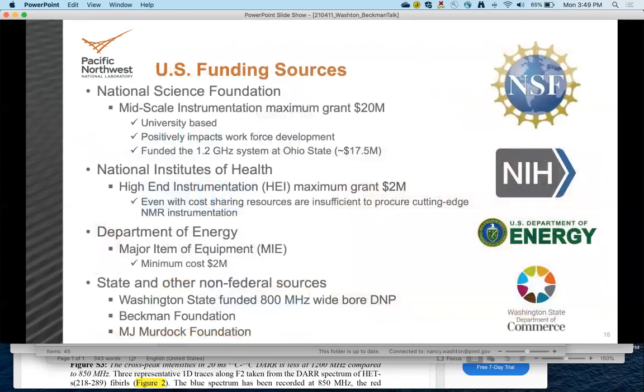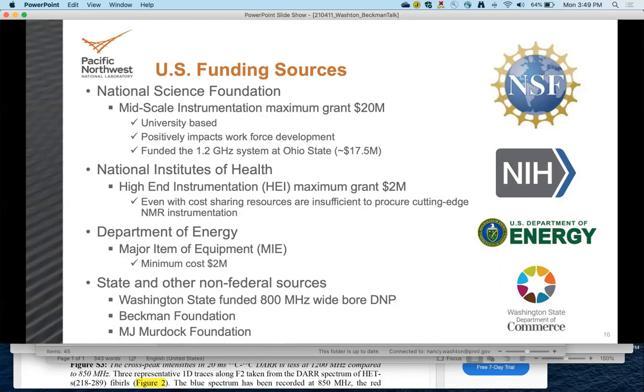So, US funding sources, and this I hope you find very instructive as I did. The National Science Foundation is the single largest funder of mid-scale instrumentation. They have a call that comes out. The grants are up to $20 million. They, in fact, funded the 1.2 gigahertz system that will be installed at Ohio State for about $17.5 million. Unfortunately, NSF doesn't fund any instrumentation at any of the DOE national labs, which of course breaks my heart.